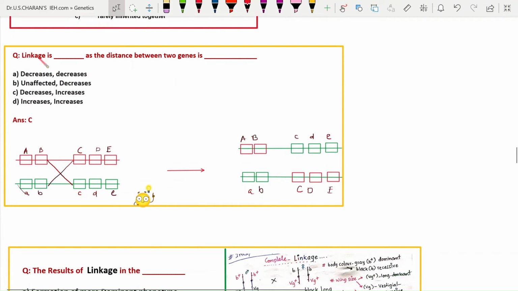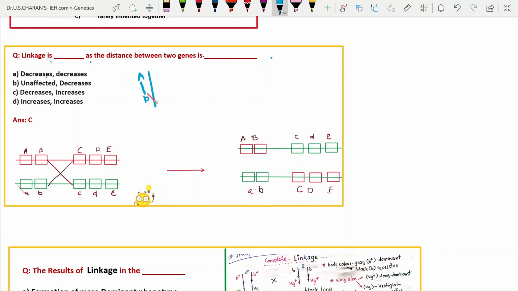Another question is, linkage is dash as the distance between two genes is dash. What is happening here and what is happening here? Linkage is dash when the distance between the two genes is dash. These are two genes located on one chromosome, so they are linked genes. How much linkage force there is, is determined by the distance between these two genes. If the distance is very small, the linkage is more. If the distance is very far, the linkage becomes loose. They become unlinked genes.